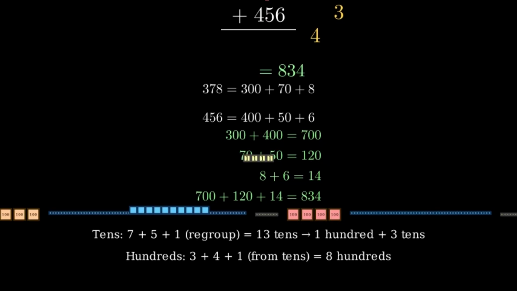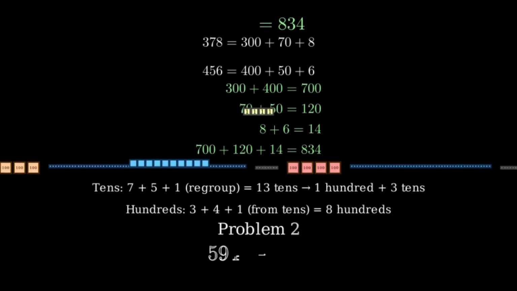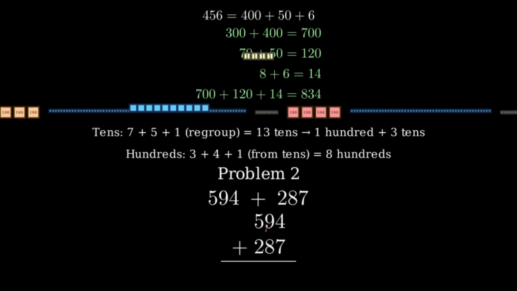Finally add hundreds. 3 hundreds plus 4 hundreds plus the carried 100 equals 8 hundreds. The result is 834, matching our other methods. Great. Now let's do a second problem. 594 plus 287. We'll again use the column method, the expanded place value method, and the base 10 visual regrouping method. Here's the problem. Method 1, column algorithm.